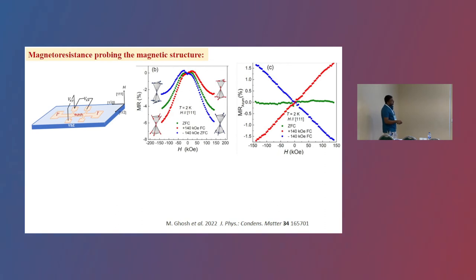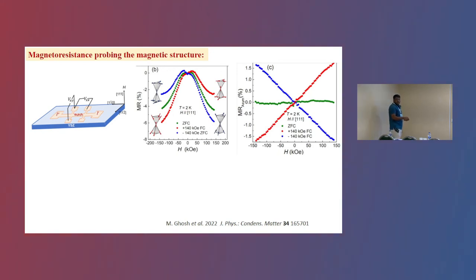Whereas for the red curve, we applied a 14 Tesla field at room temperature, above the magnetic ordering temperature, and cooled the sample. So we can see a nice asymmetry in the positive half and negative half. Whereas for the blue curve, we applied minus 14 Tesla field and cooled the sample. You can see the asymmetry reverses sign.